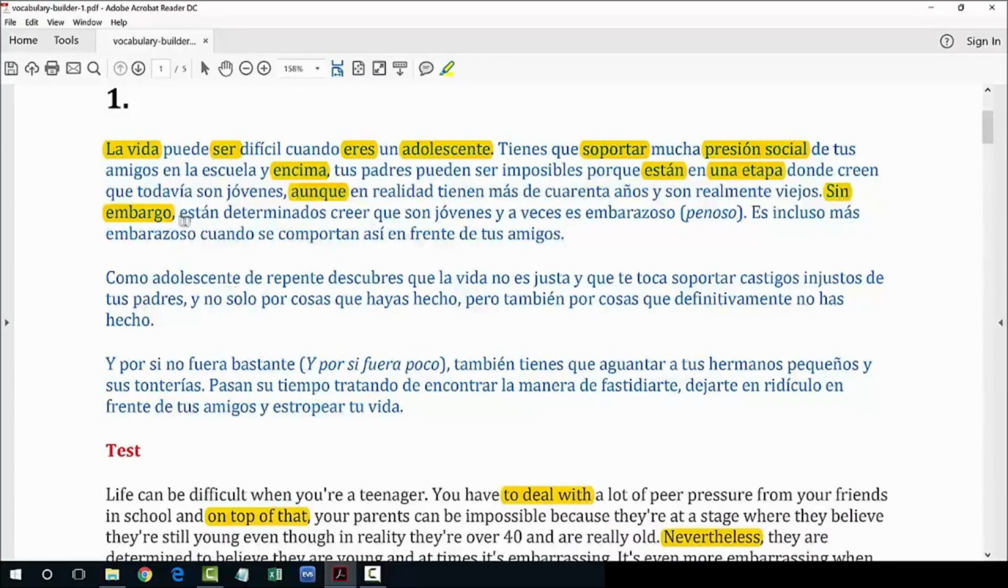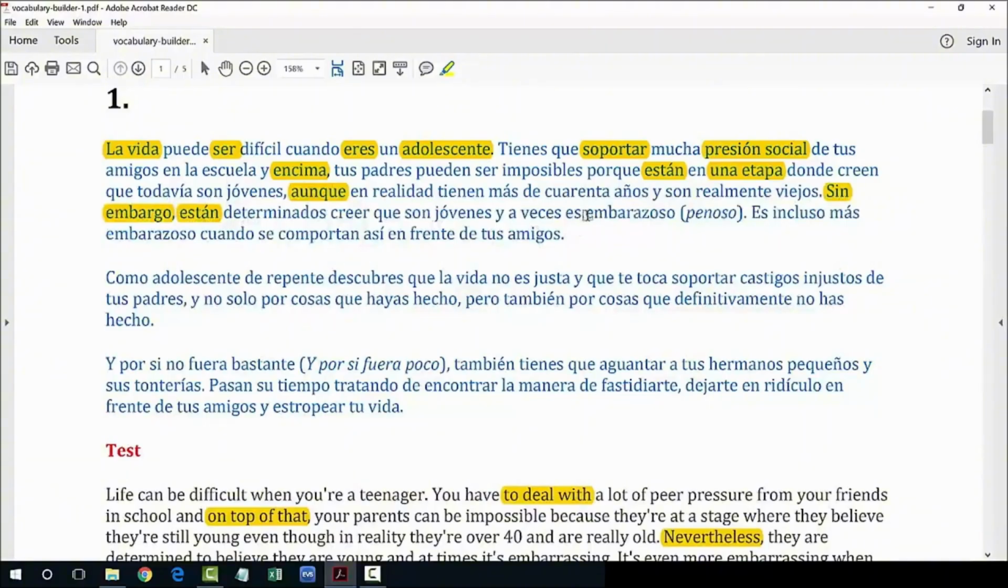Whenever you see examples of ser or estar being used, try to decide why the text is going with one rather than the other. There's always a reason. In this instance, we're saying they're determined to believe that they're young, and sometimes it's embarrassing. Now, we're not saying that they're determined all the time in everything. We're just saying that on this particular issue, they're determined to believe that. And so this is why it went with están.